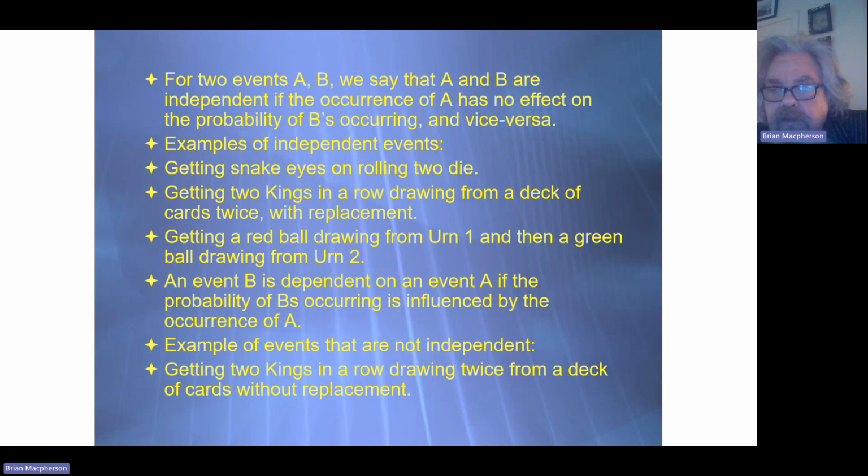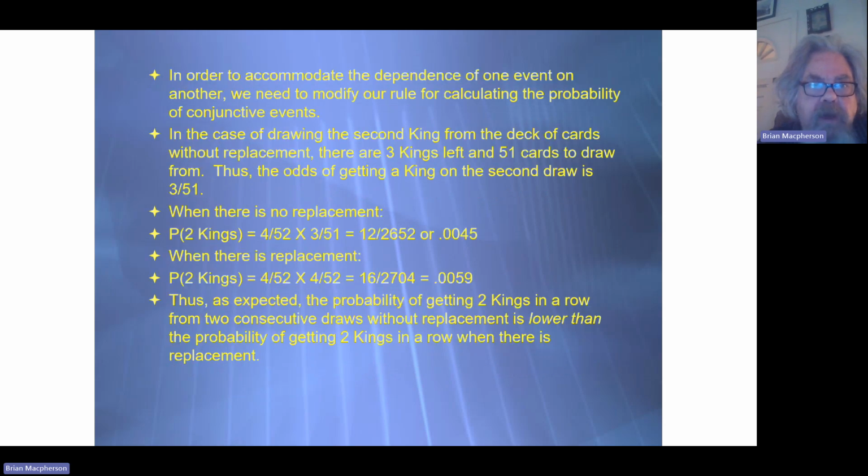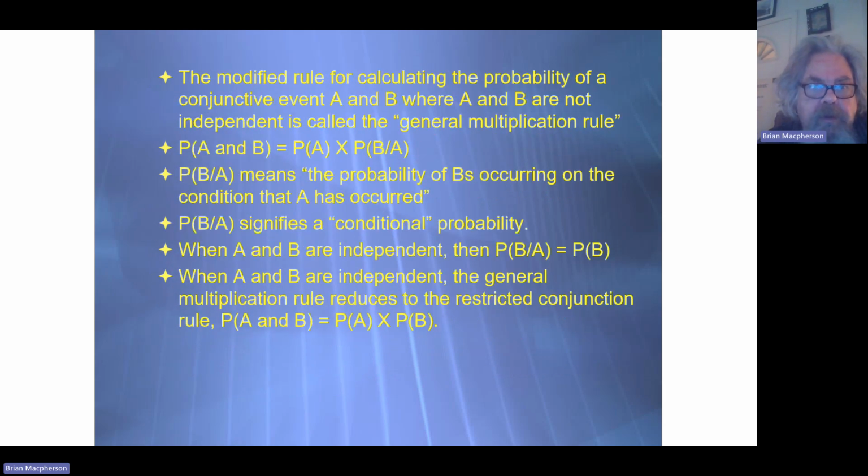But there are also events that are not independent. So I have at the bottom of this slide, getting 2 kings in a row, drawing twice from a deck of cards without replacement. Let's say I get a king the first time. That's going to affect the probability of getting a king the second time, because there's one less card in the deck, so there are only 51 now, and there's one less king. So it will then be 4/52 times 3/51. And so that's a complication that you have to keep in mind for conjunctive probabilities.